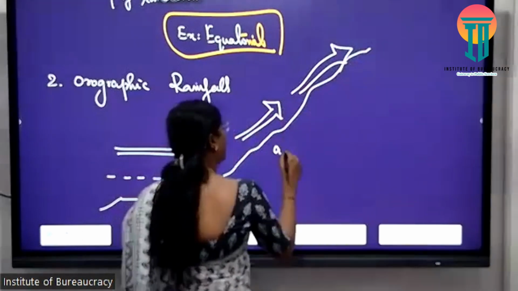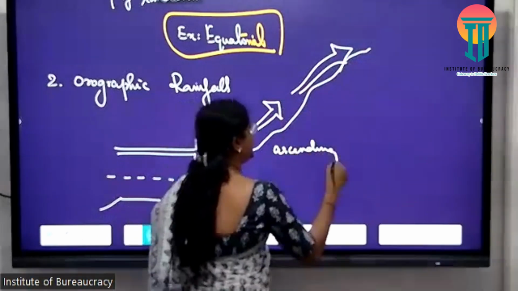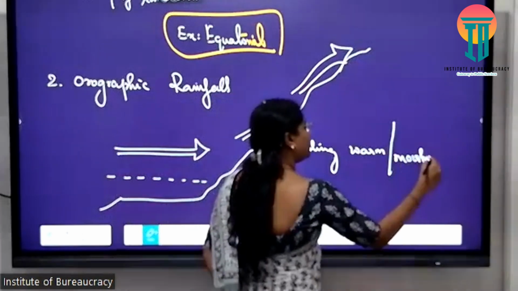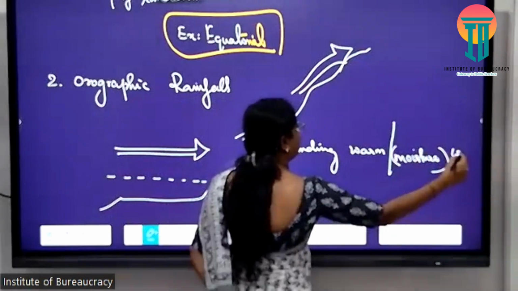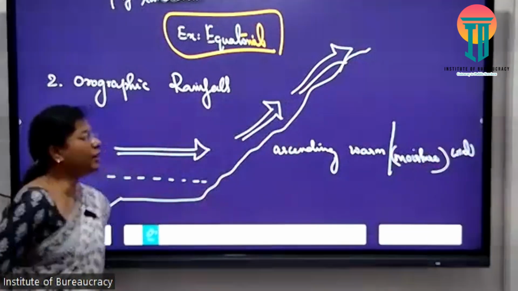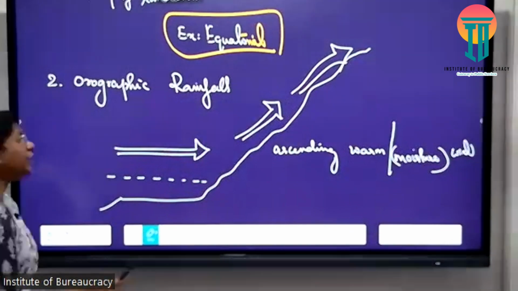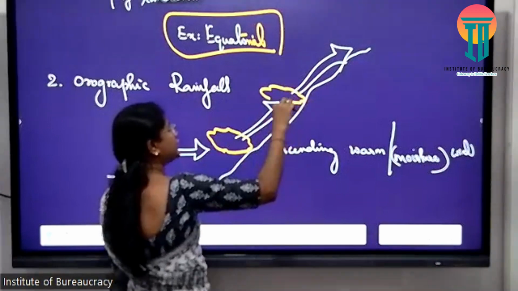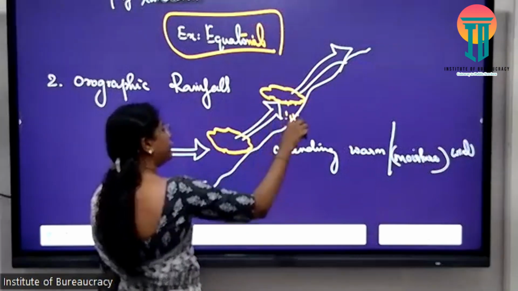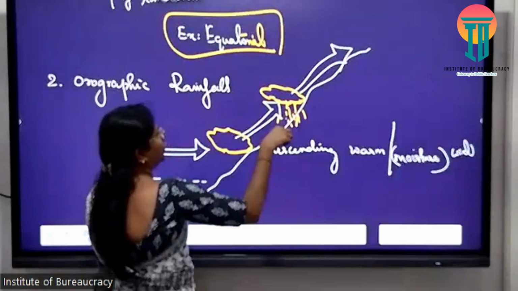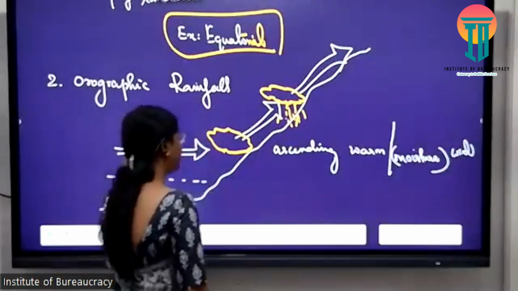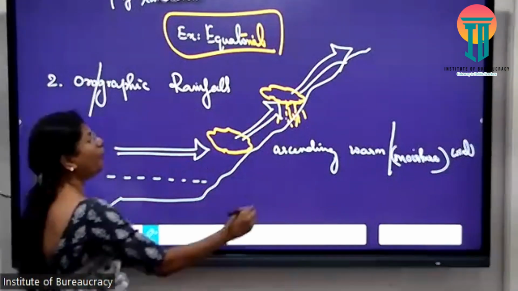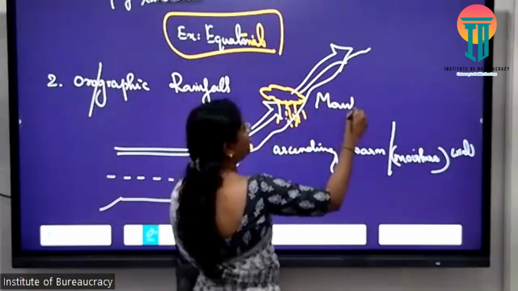So the ascending warm air, or moisture-laden wind, what would happen? It would condense, because when it ascends the temperature falls, and condensation happens. So it would give heavy rainfall along these slopes. This rainfall is known as orographic rainfall. Oro means mountain. So orographic rainfall is due to the presence of a mountain barrier or a relief barrier.